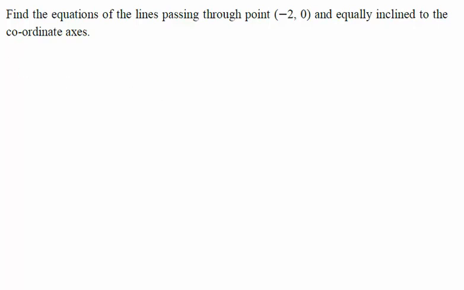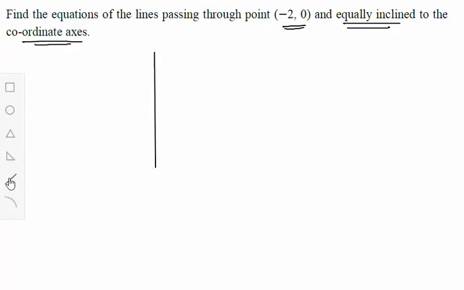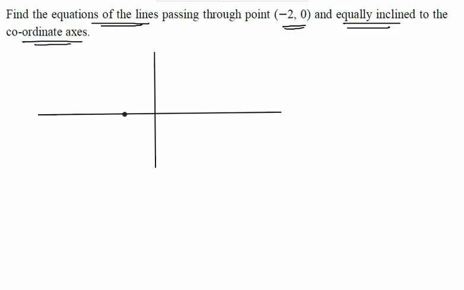Okay, so the question with us is, find the equations of lines passing through the point -2, 0 and equally inclined to the coordinate axis. Right, so let us first of all draw our axis. This is our y-axis, this becomes our x-axis. So now we have to find the equations of lines passing through -2, 0. So -2, 0 will be somewhere here.